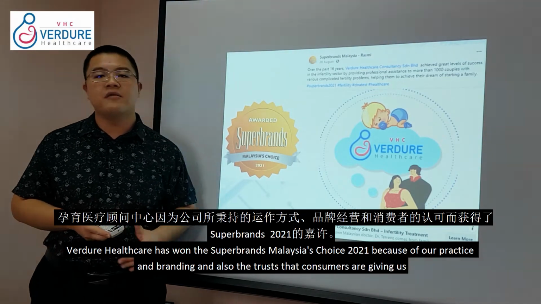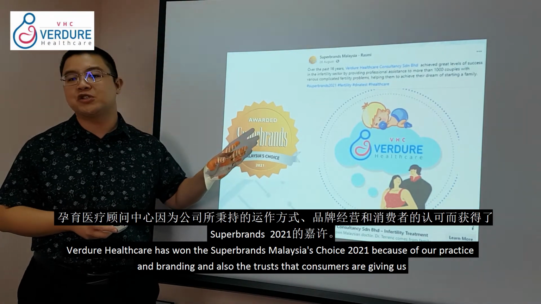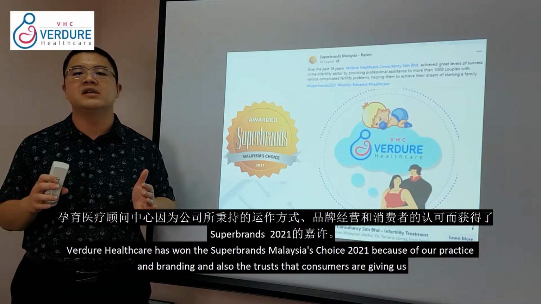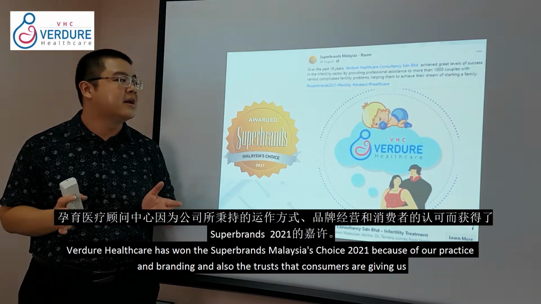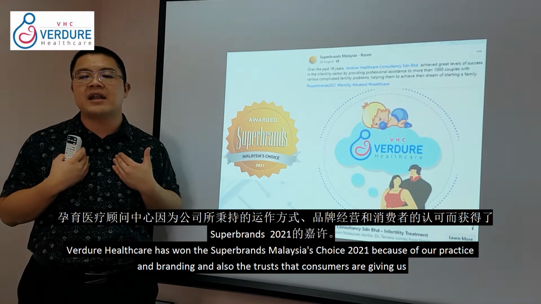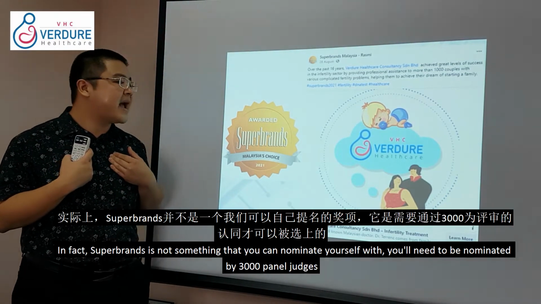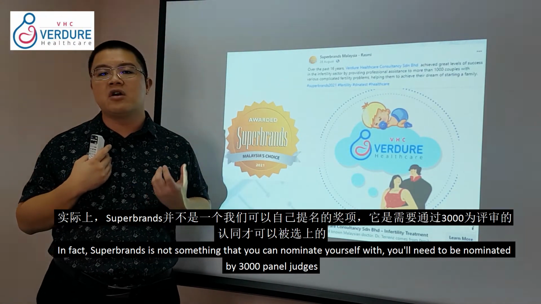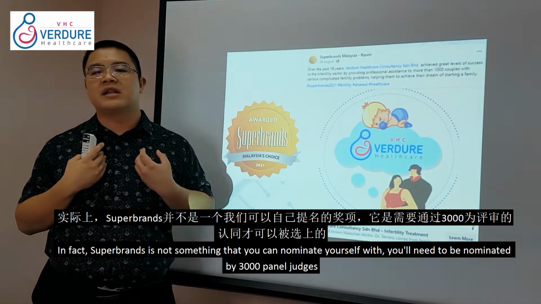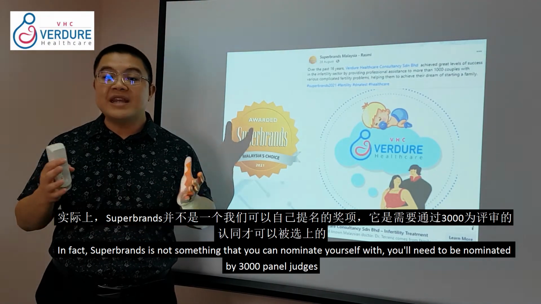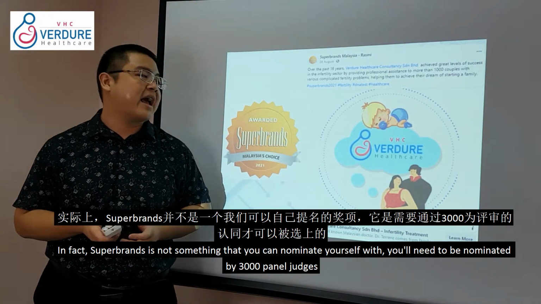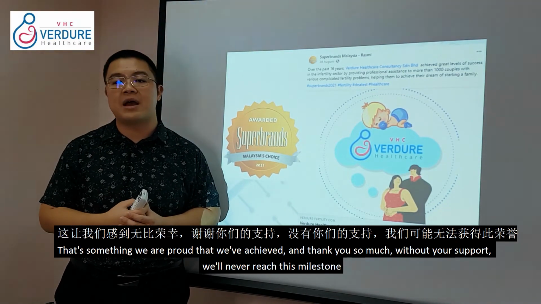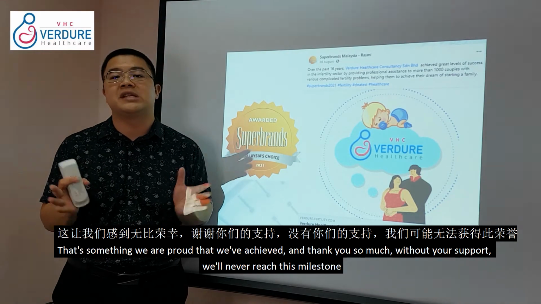Okay, and furthermore, Verdure Healthcare has also won the Superbrands 2021 Malaysia's Choice because of our practice and branding, and also the trust that consumers are giving us. In fact, Superbrand is not something that you can nominate yourself for. It has to be nominated by a panel of 3,000 judges. So that's something we are really proud to have achieved, and thank you so much. Without your support, we would never have been able to reach this milestone.